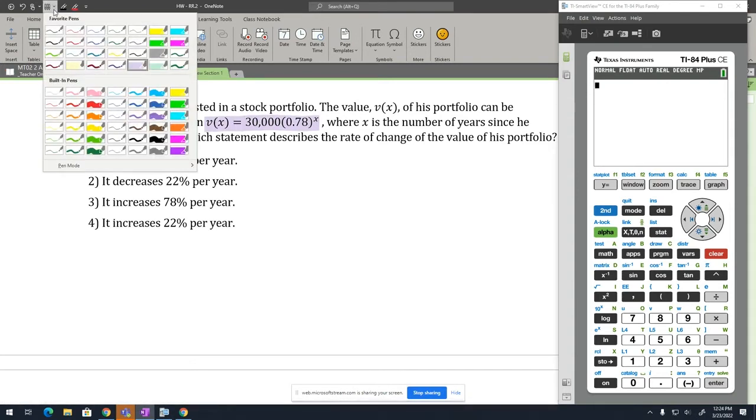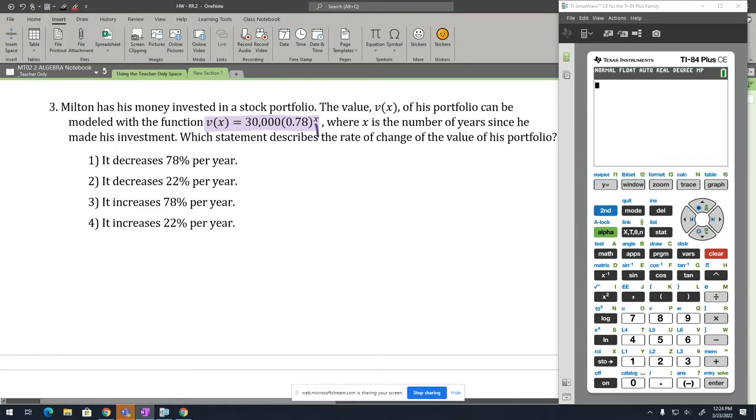That is an exponential function, and we know that because x is the exponent, which means 30,000 is the starting value, and 0.78 is my scale factor. Now, when I'm trying to figure out my percent increase or decrease, the first thing I need to remember is that a scale factor less than 1 is a decrease. So we can cancel out 3 and 4. And then we always got to compare it to 100%. So 0.78 as a percent is 78%.